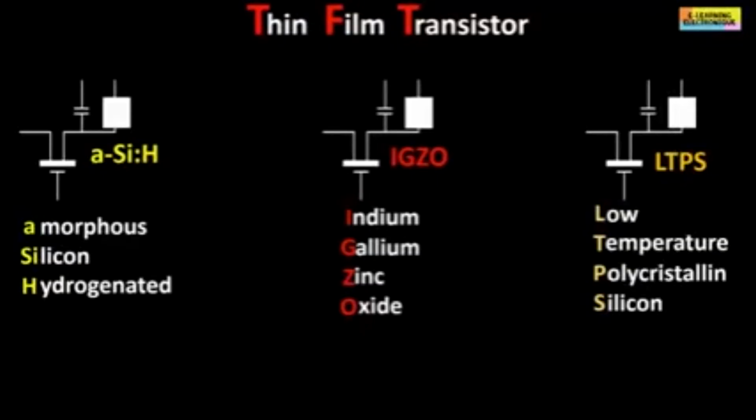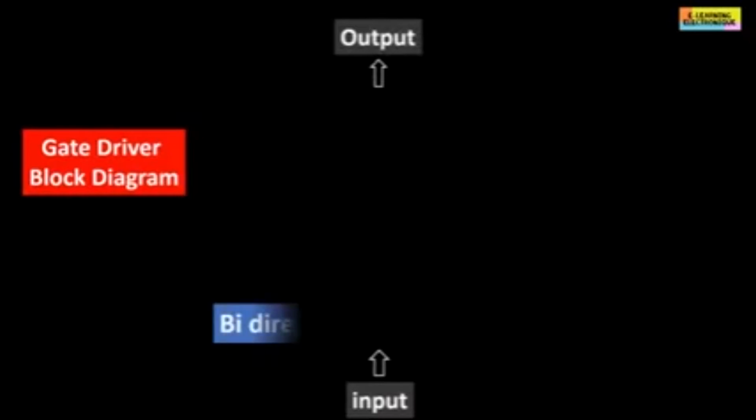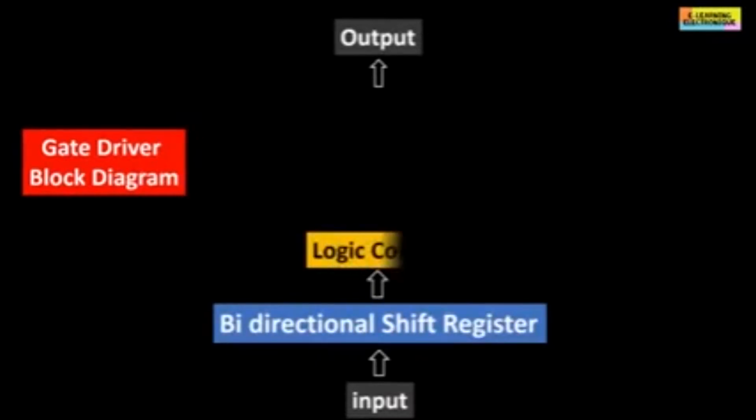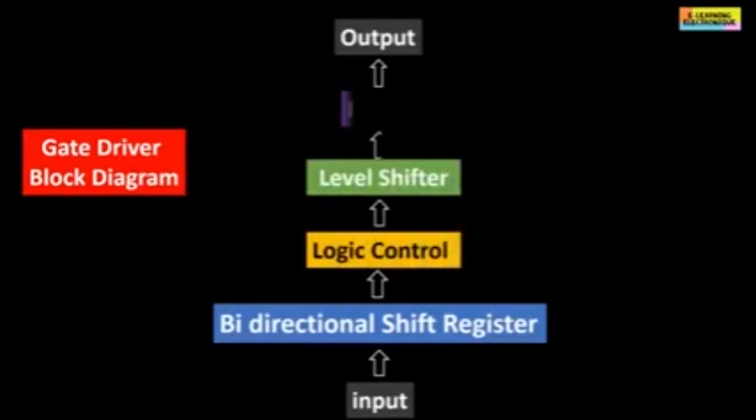LTPS has the same advantages as EXO, and in addition it allows to integrate the electronics with each pixel. Now, we are going to tackle the heart of the matter, namely the internal electronics in a gate driver chip. This chip contains a succession of electronic functions cascaded one after the other. Thus we find a shift register, a logic control, a level shifter, and a buffer.